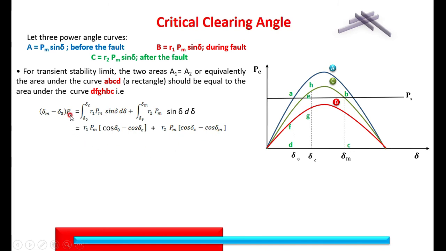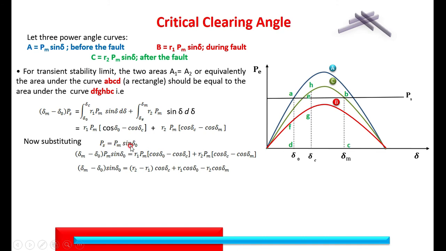Then I also know that Ps at operating point A is nothing but Pm sin delta naught. I am just substituting that value in this. That is, Ps is equal to Pm sin delta naught, because at point A, the electrical power output is Pm sin delta naught, since the angle is delta naught. This Pm is EV by X.